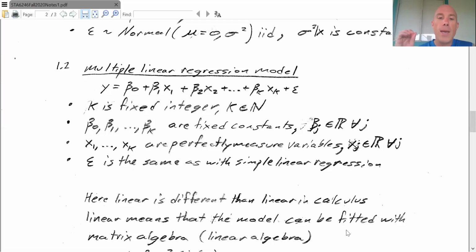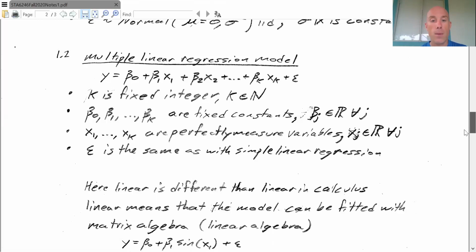In calculus, linear means that we have a degree 1 polynomial. In this class, linear means that in some way, shape, or form, I can take the data and represent it on a matrix. Once I have it on a matrix, then I can use matrix algebra to get the line of best fit. That's what we want to do.